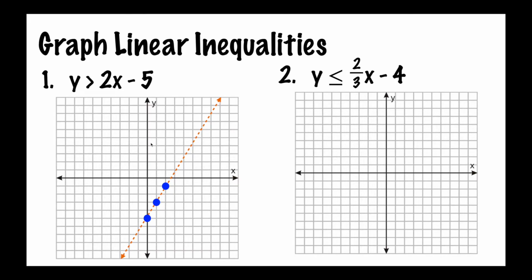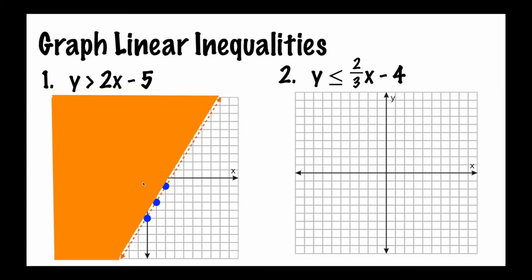The other way to do it is to test a point. So we could pick a point on either side. An easy point to pick would be the origin at 0, 0. So I would plug in 0 is greater than 2 times 0 minus 5. Then what I would get is 0 is greater than -5 once I simplify that. Since that's a true statement, the side that contains 0, 0 should be the side that's shaded. So we will shade that side.